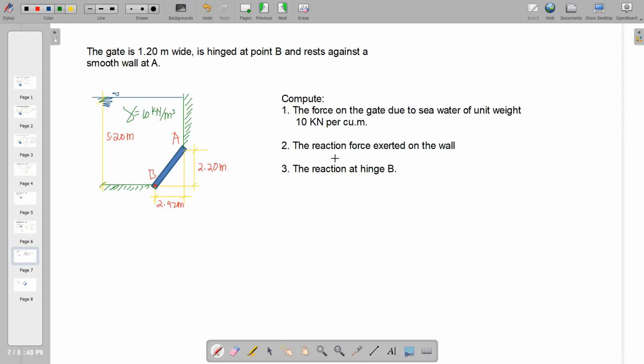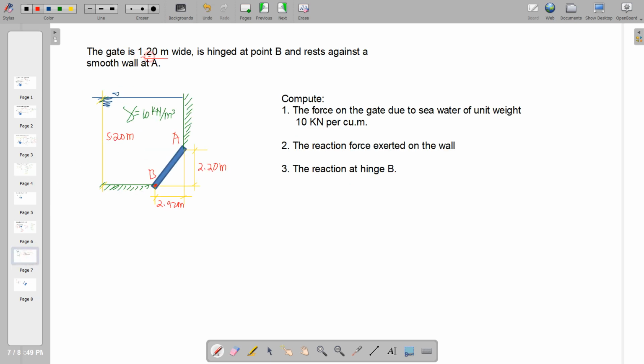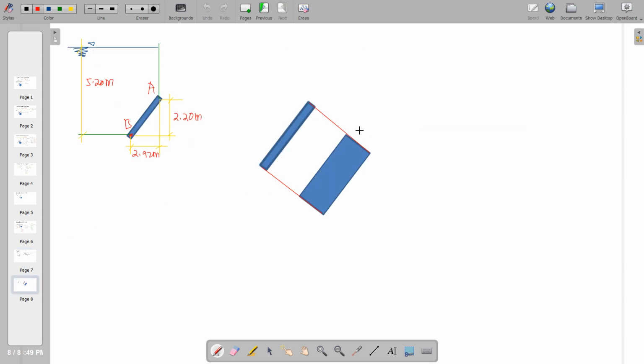So another unknown is the reaction force exerted on the wall and the reaction at hinge B. So we take the free body diagram of this gate, and this gate is, if you can see in the problem, 1.2 meter wide. So we can place here the section 1.2 meter, and this is actually unknown. This is distance AB, and that distance AB is the hypotenuse of these two legs, 2.2 and 2.92.